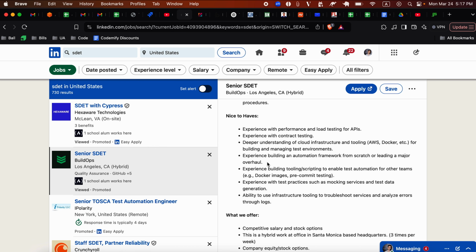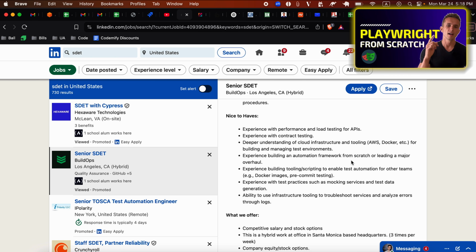Experience building an automation framework from scratch and leading a major overhaul. In my honest opinion, every QA engineer should know how to build a test automation framework from scratch. And if you guys have not, I'm going to leave a link for a hyper simple setup for those who never did it, or maybe did it a long time ago but forgot about it.